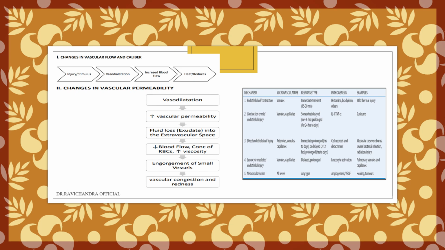Changes in vascular permeability. Because of the vasodilatation, there will be increased vascular permeability, thereby exudation of proteins, fluid loss into the extravascular space. And because of the slow blood flow or stasis of the blood flow, concentration of the RBCs and increased viscosity, there will be engorgement of small vessels, that is tumor, swelling, there will be vascular congestion and redness.